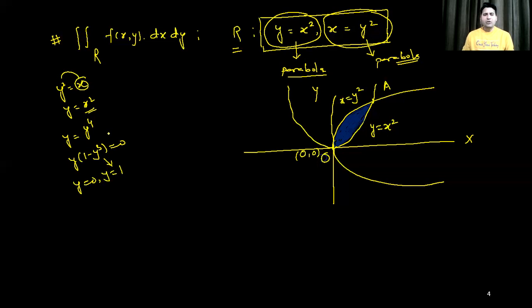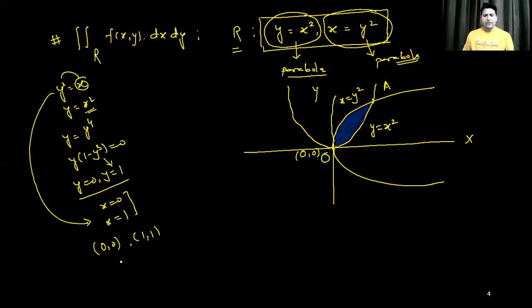There are two other complex roots. We are not taking those ones. Now put these in this equation. So y equal to 0 means x is also 0. Y equal to 1 means x is also 1. The points I am getting are 0, 0 and 1, 1. The points of intersection of these two parabolas are what? 0, 0 and 1, 1. 0, 0 over here. A is the point whose coordinate is 1, 1.